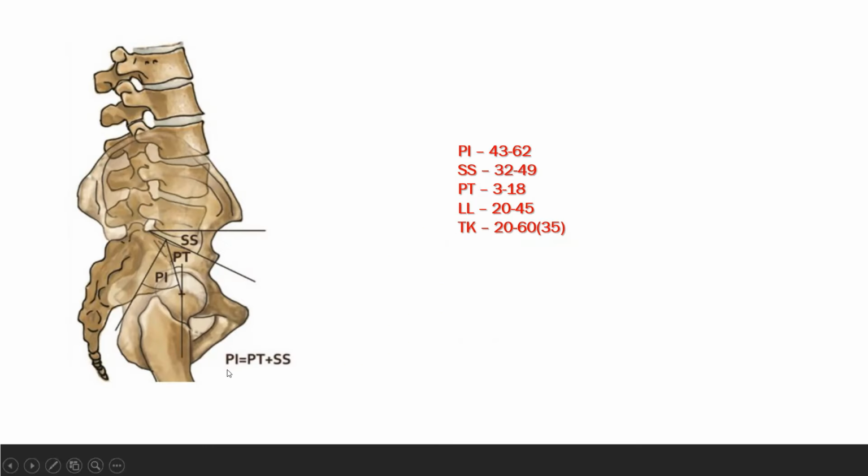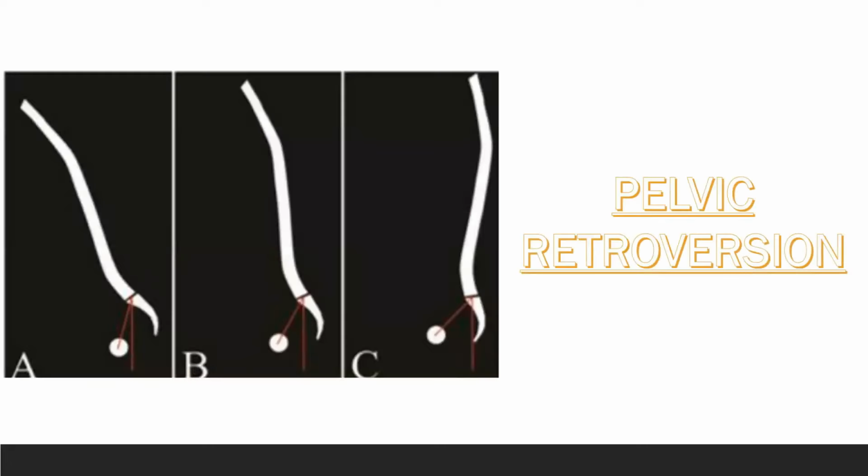This pelvic incidence should be equal to pelvic tilt plus sacral slope. And the lumbar lordosis should be related to pelvic incidence, plus or minus 9. Then about the pelvic retroversion.